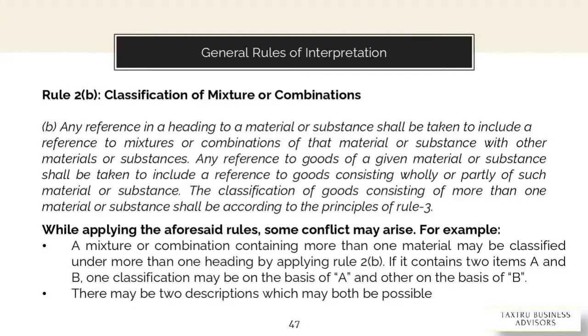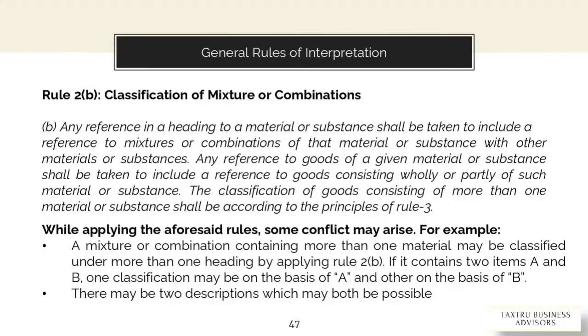So there is a rule 2B which speaks about classification of mixtures and combinations. It says any reference in a heading to a material or substance shall be taken to include references to mixtures or combinations of that material or substance with other materials or substances. Any reference to goods of a given material or substance shall be taken to include a reference to goods consisting, because if you read the wording of these rules, they are quite confusing sometimes. So basically this is what it is about.